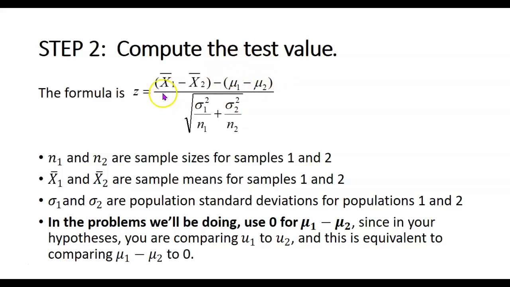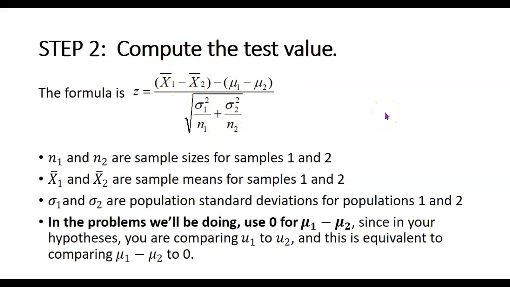So really you're just calculating x bar 1 minus x bar 2 over the square root of sigma 1 squared over n1 plus sigma 2 squared over n2. So if you're doing it yourself, calculating things yourself, this is the formula you would be using.